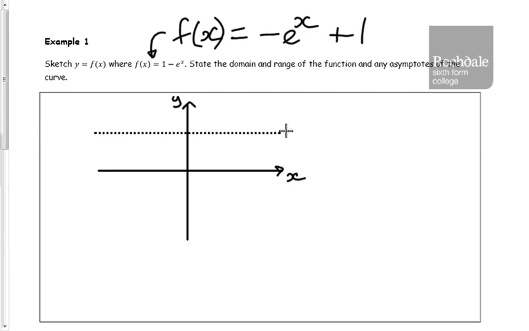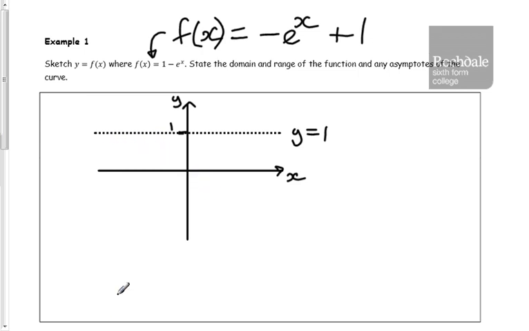So I'm going to draw the asymptote first. And that's a good bit of advice. If you have any asymptotes, draw them first. So it goes through 1 on the y-axis. So now for the graph, 1 minus e to the x. So it comes from the asymptote. I'm going to go through the origin.